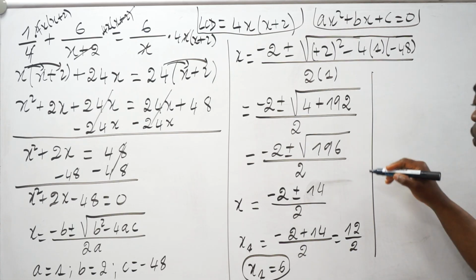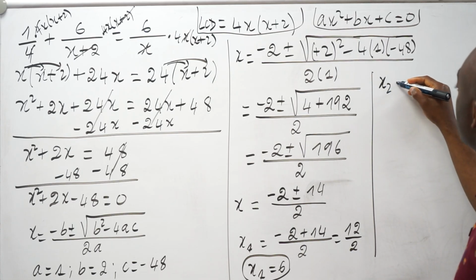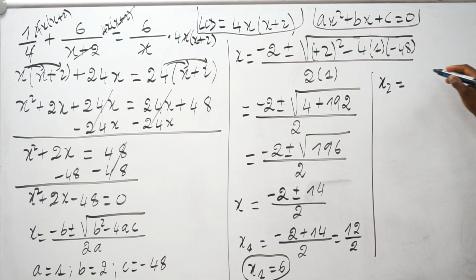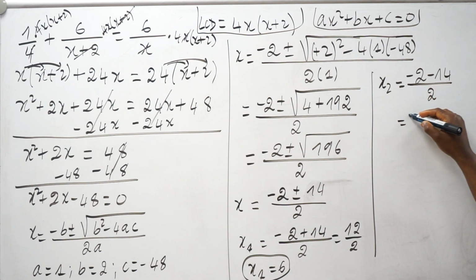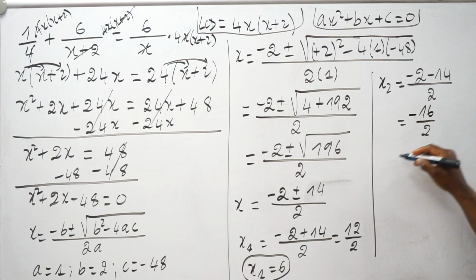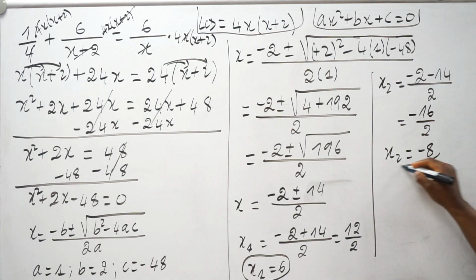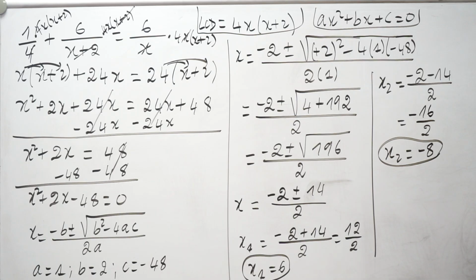All right? Then we go to the second one here. So we have x sub 2 equals what? This is negative 2 minus 14, and that is divided by 2. And this is equal to what? What is negative 2 minus 14? That is negative 16. So negative 16 divided by 2. So x sub 2 is equal to what? Negative 8. So x sub 2 equals negative 8.